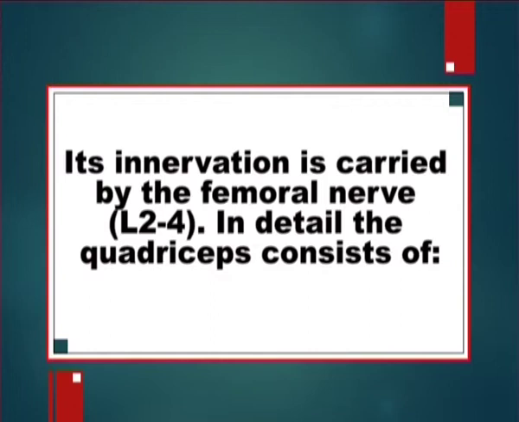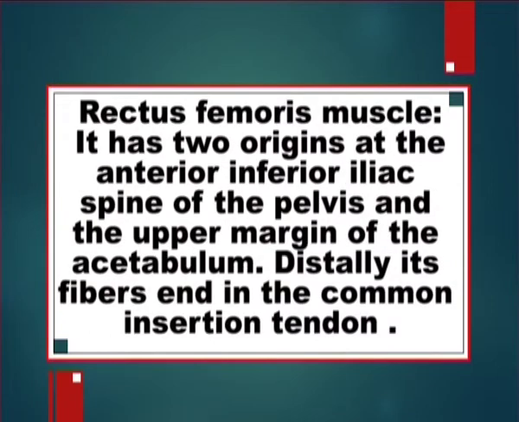In detail, the quadriceps consists of the rectus femoris muscle. It has two origins, at the anterior inferior iliac spine of the pelvis and the upper margin of the acetabulum.